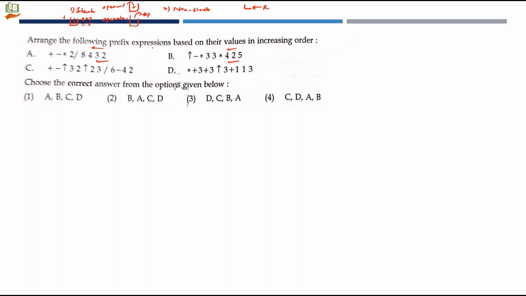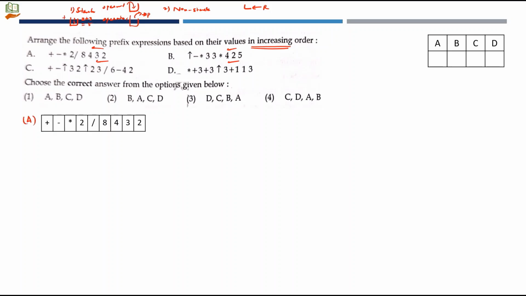Now the work here is actually 4 times because you have to evaluate all the 4 expressions, find the value and then the answers must be arranged in increasing order. I will solve A and B using stack, C and D without stack. I will present you both the methods, and whichever is comfortable and time efficient for you, you can use that. Let's take the space for A, B, C and D. Whatever answer we get, we will fill it here and then we can arrange it in increasing order.